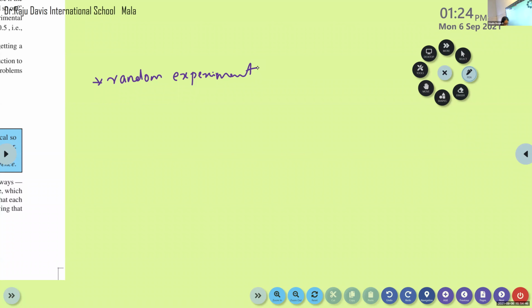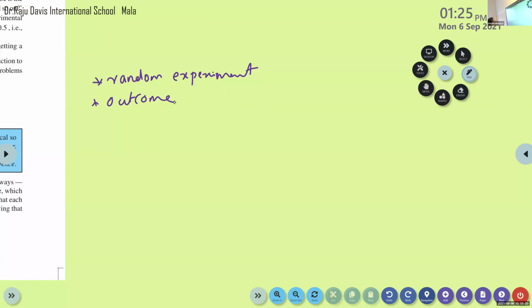And a fair coin means an unbiased coin. Biased means a tendency to move to one side. Unbiased means both results have the same chance to occur. That is an unbiased coin. And outcome: outcome means the result of the experiment.